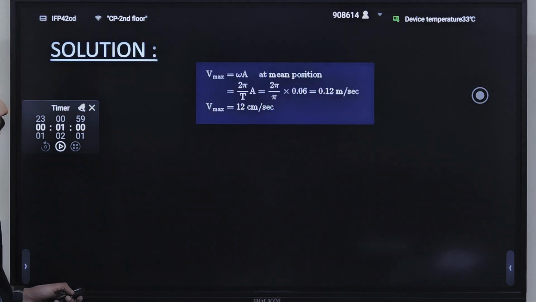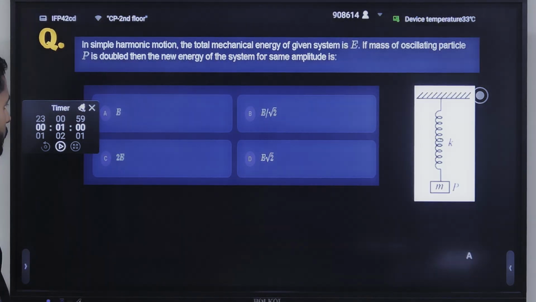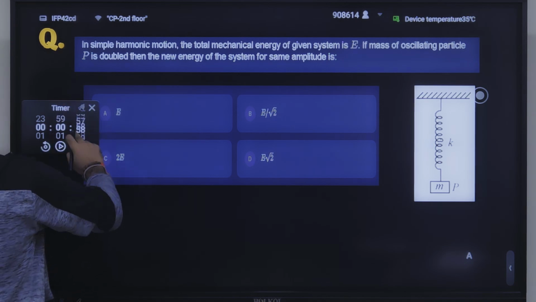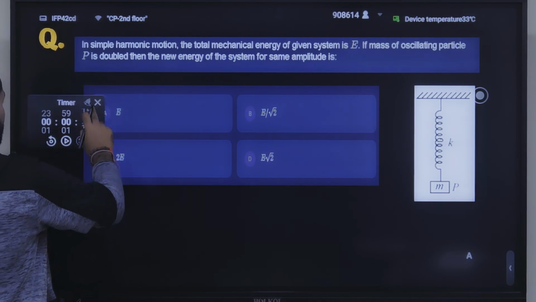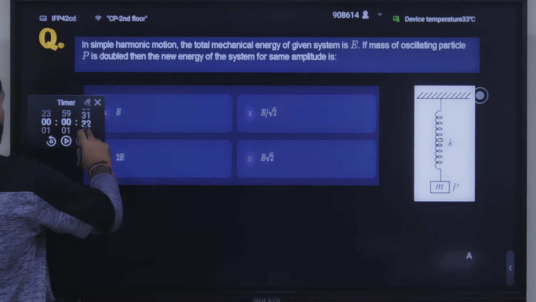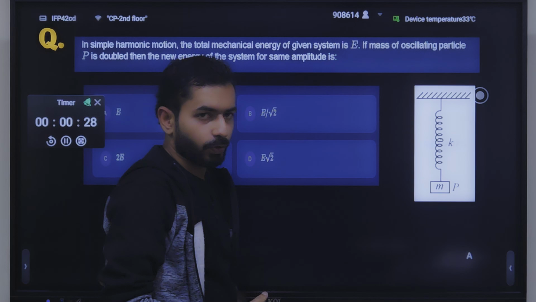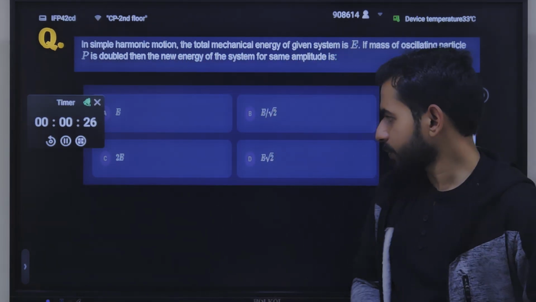Next, move to the next question. This one. Very simple question. Those who know this concept can solve this question in 30 seconds. Four options are given. Which option is correct?